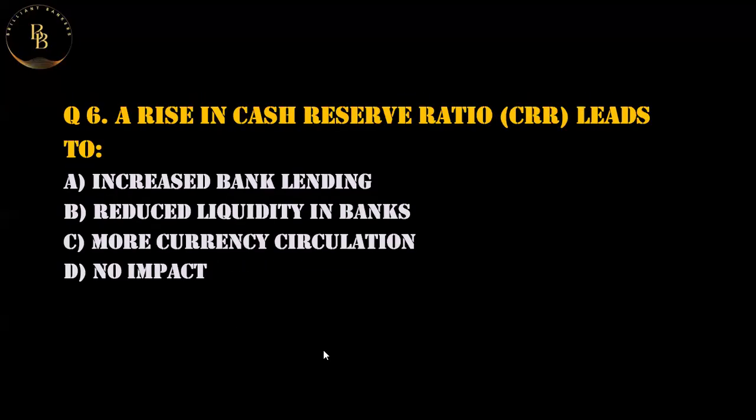Coming to question number 6, a rise in CRR, the cash reserve ratio, leads to what? Increased bank lending, reduced liquidity in the banks, more currency circulation, or there will be no impact. What happens? And the right answer will be option B, reduced liquidity in the banks. Higher the CRR, the cash reserve ratio, there will be less lendable funds. So this is a contractionary effect on money supply.